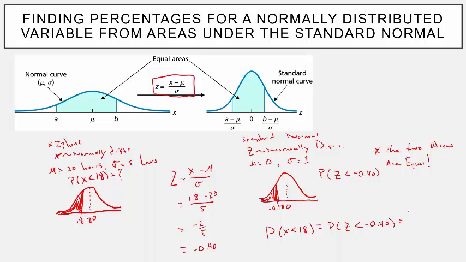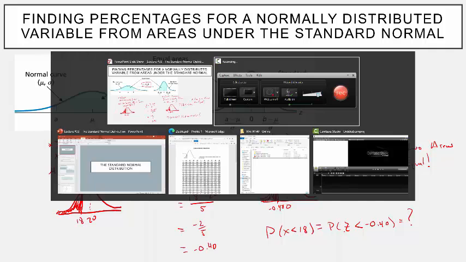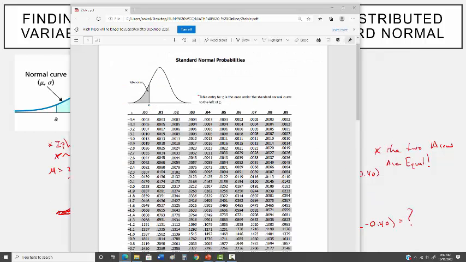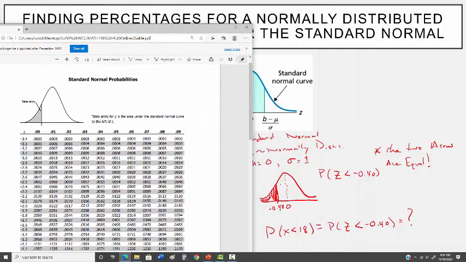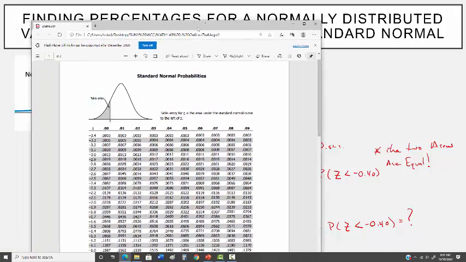Okay, so now what's the whole point of this? How do I find this right here? Well, attached to this lecture was this table right here, okay? And this is called the standard normal probabilities. And if you look right here, what I drew is a standard normal curve and I shaded some area to the left.